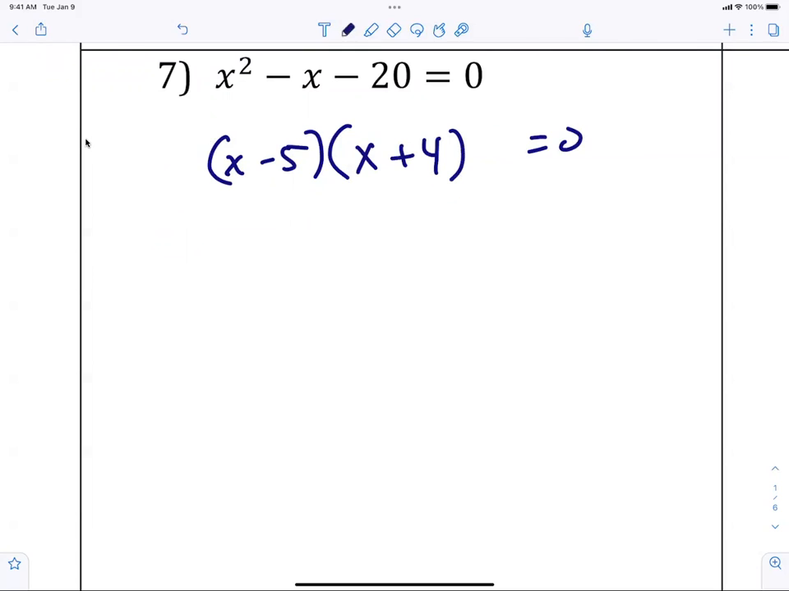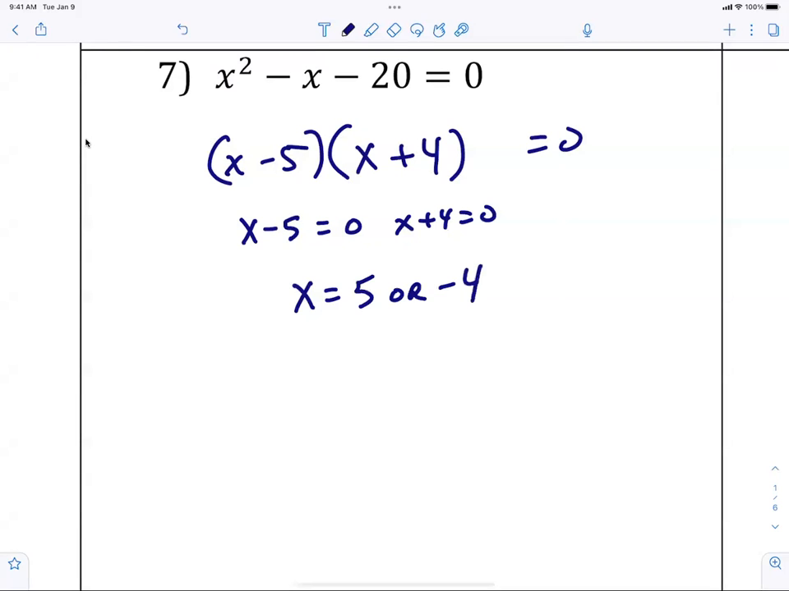Now, do I really have to put x minus 5 equals 0? Yes, today you do. You're going to write that in. And so x can be what? 5 or -4. There is nothing to it. If you're good at factoring, then you're like, man, I got another easy grade coming up.